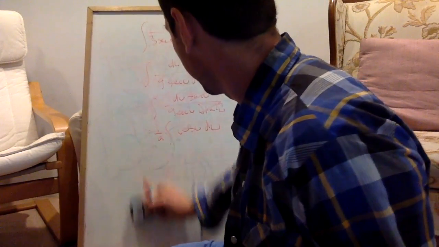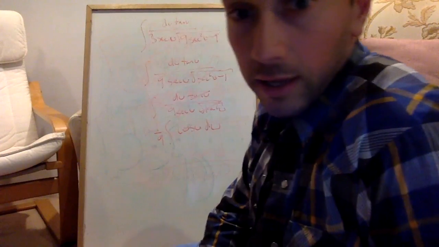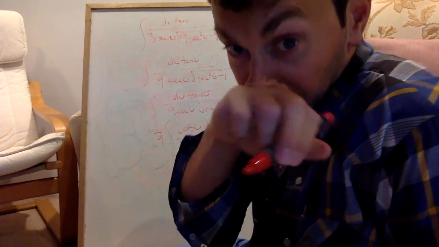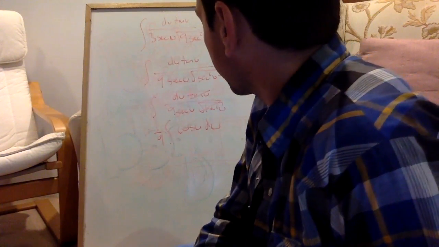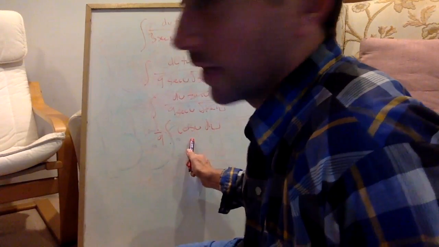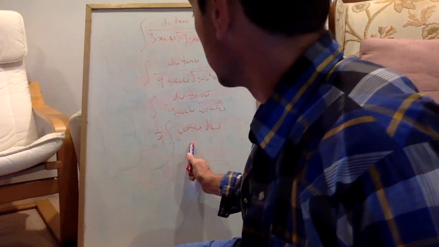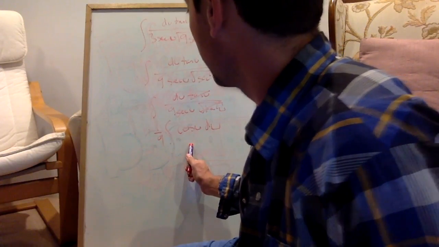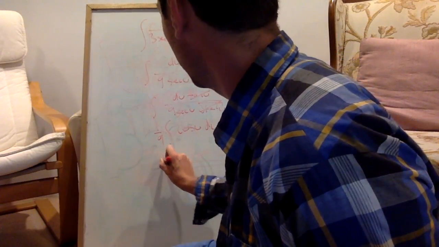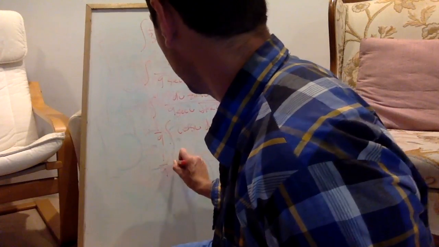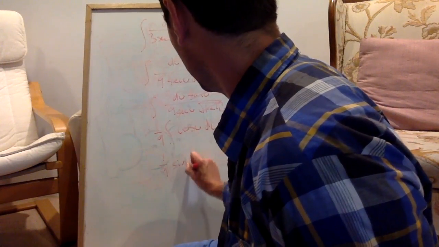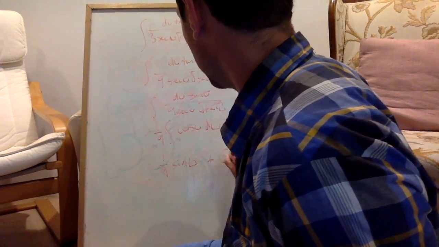It's complicated looking. But now, it's not complicated looking. This is just a normal cosine. So the integral of cosine is sine. So I have 1 over 9 sine u, and remember plus c.